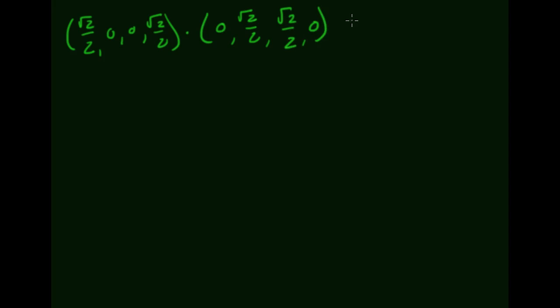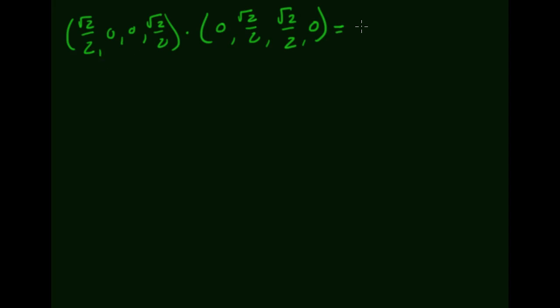All right, so 5 is 3 vectors that are in R4. So we've got root 2 over 2, 0, 0, root 2 over 2. And we're going to dot that with 0, root 2 over 2, root 2 over 2, 0, right?